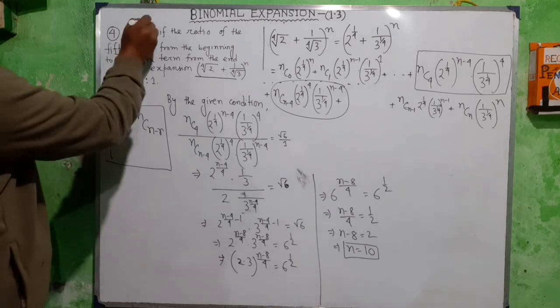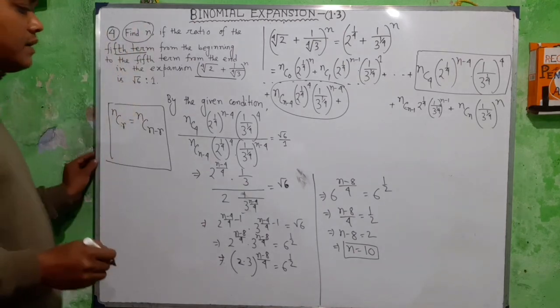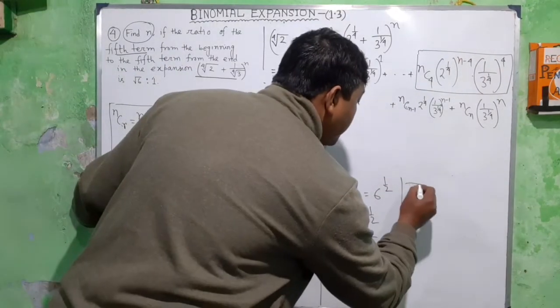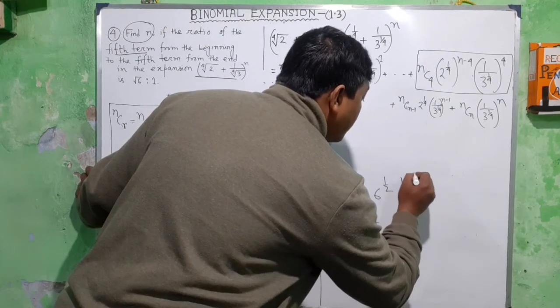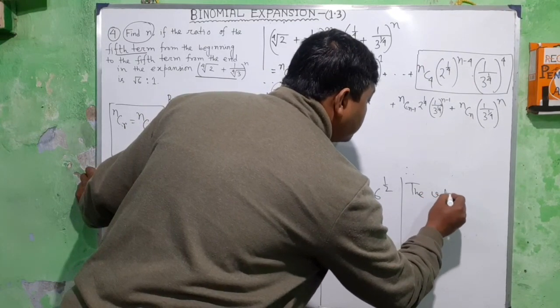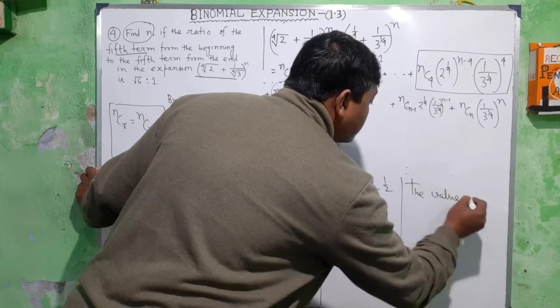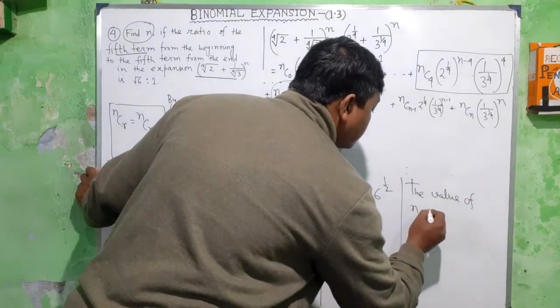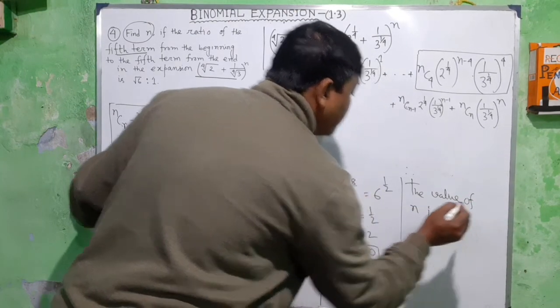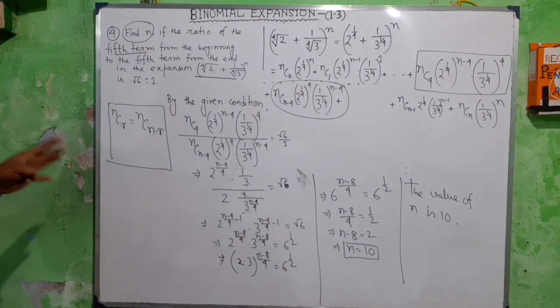So find n, the question is given to you, find n. Therefore the value of n is 10. Okay. So I think it is clear to you.